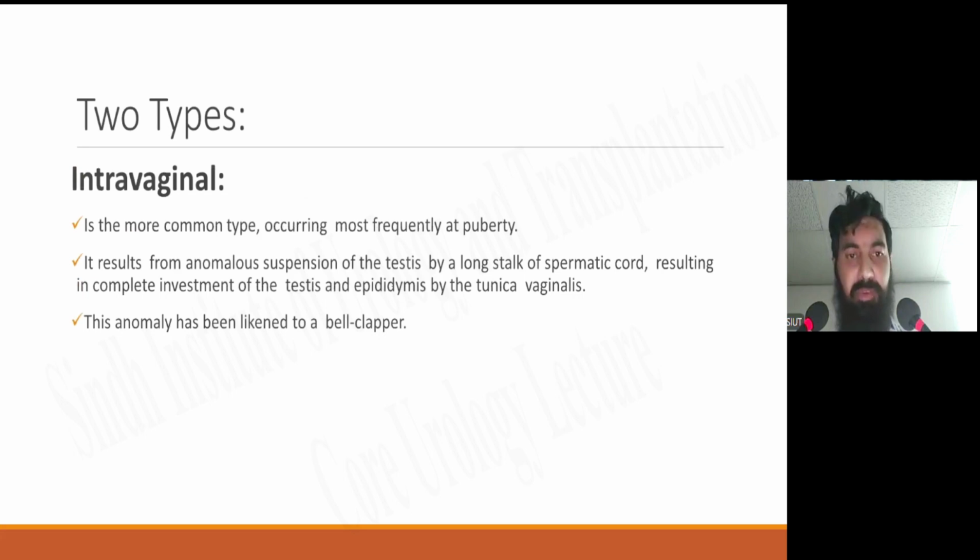There are two types of testicular torsion, intravaginal and extravaginal. Intravaginal is the most common type, occurring most frequently in puberty. It results from anomalous suspension of the testis by a long stalk of spermatic cord, resulting in complete investment of the testis and epididymis by tunica vaginalis. The anomaly has been linked to the bell clapper deformity.